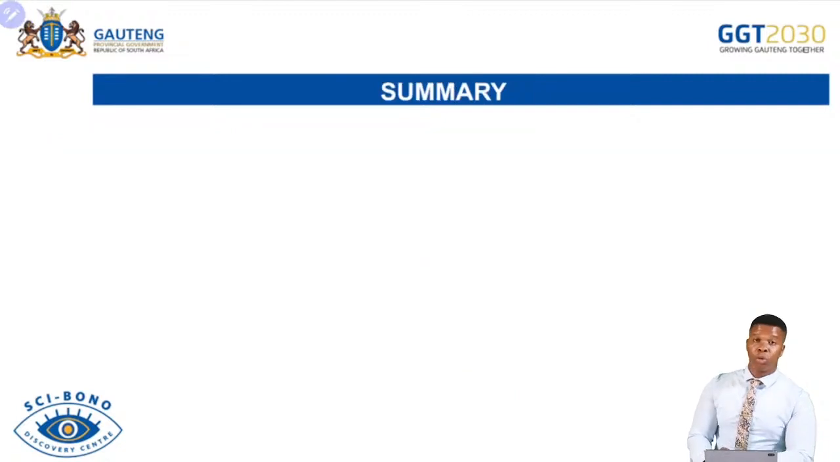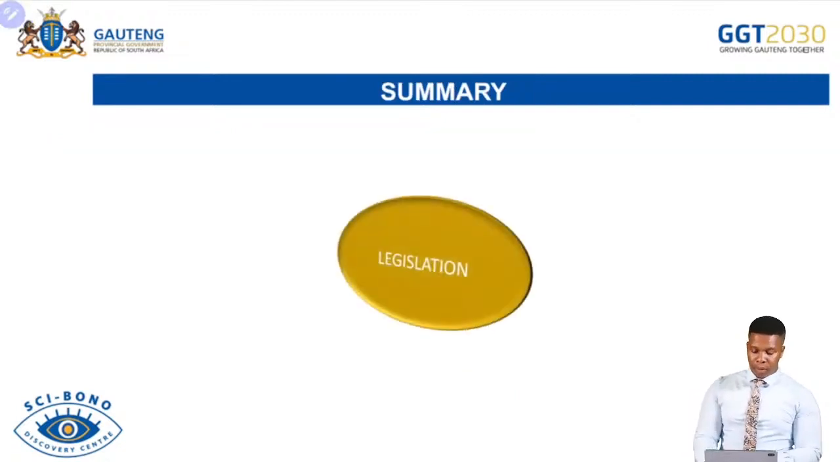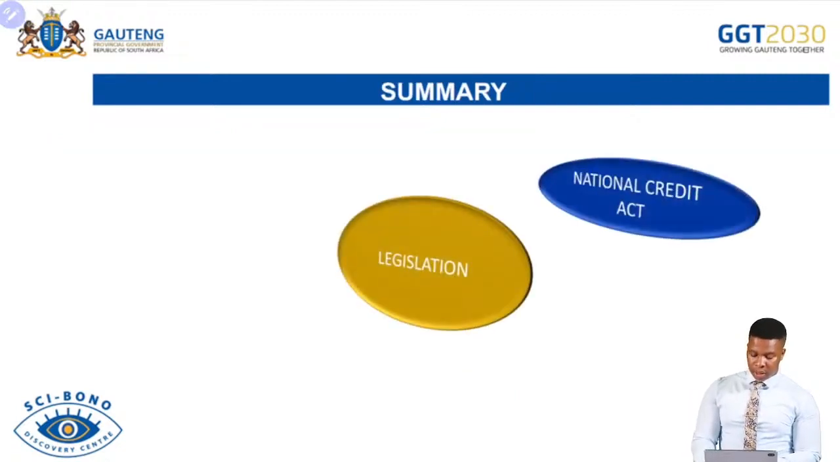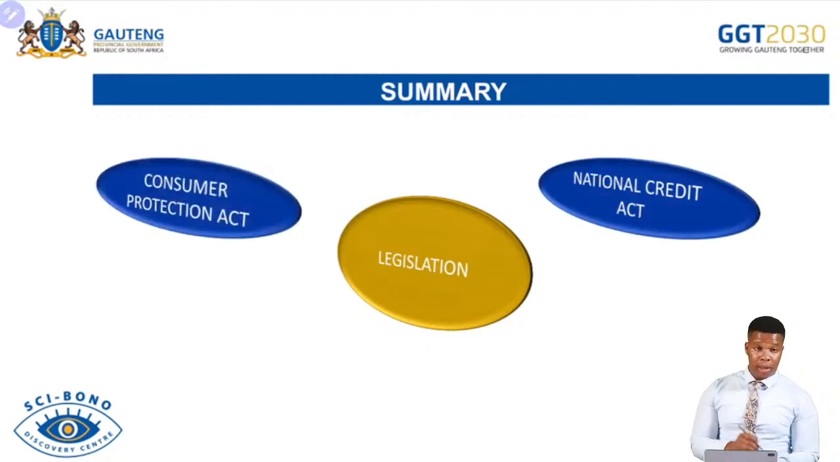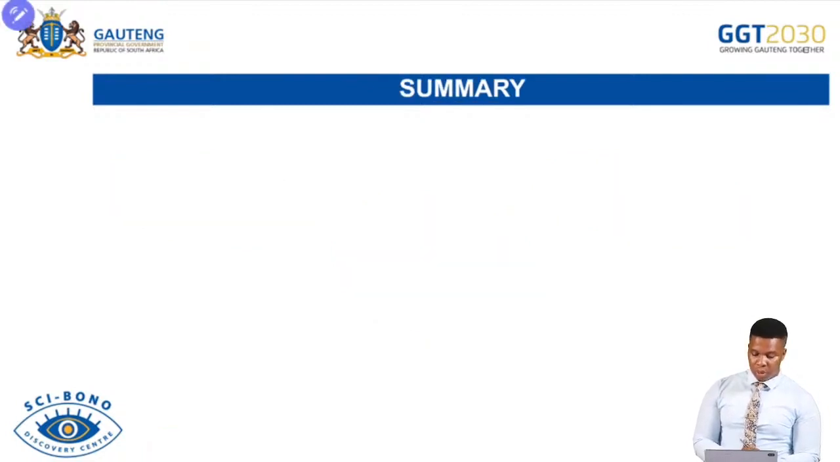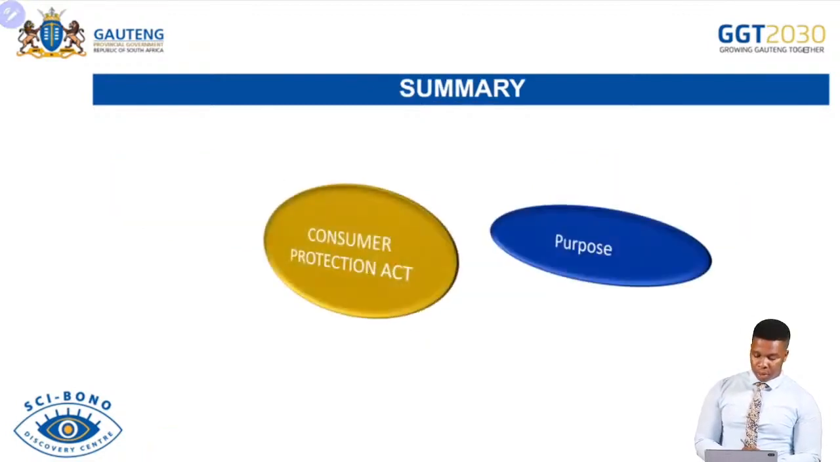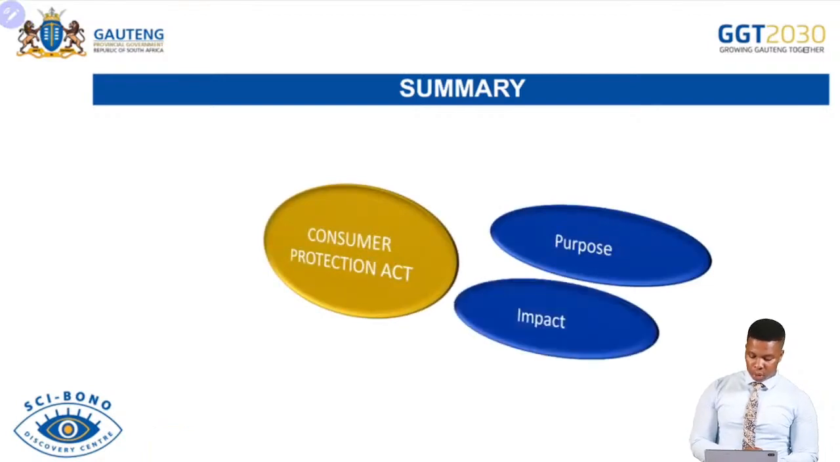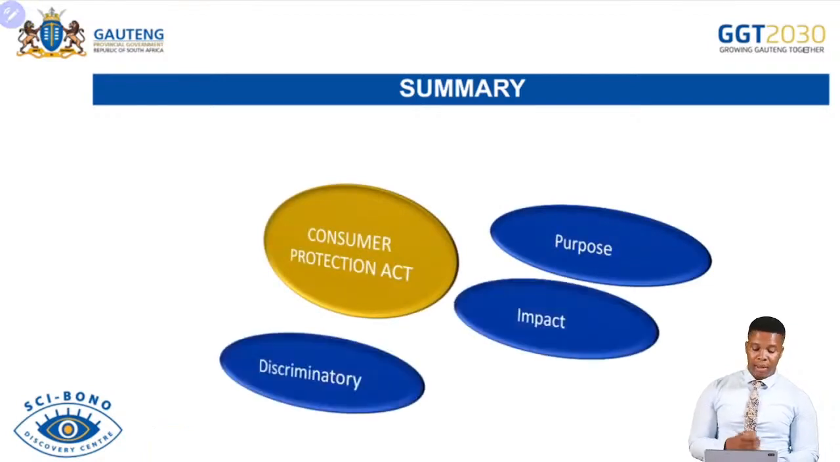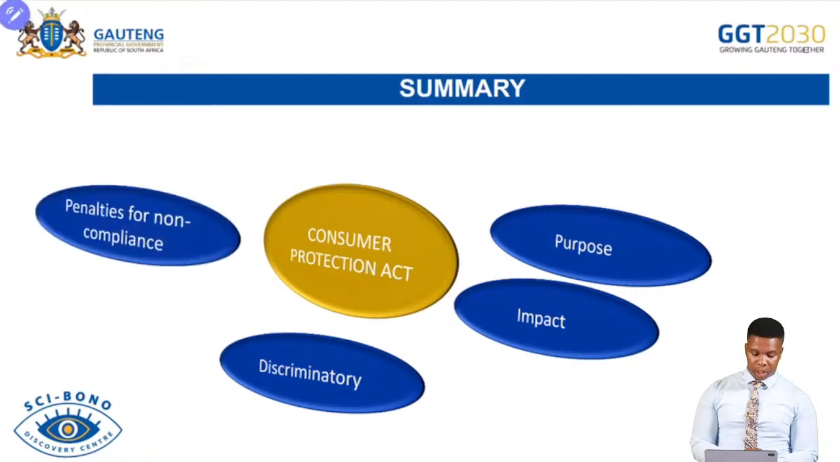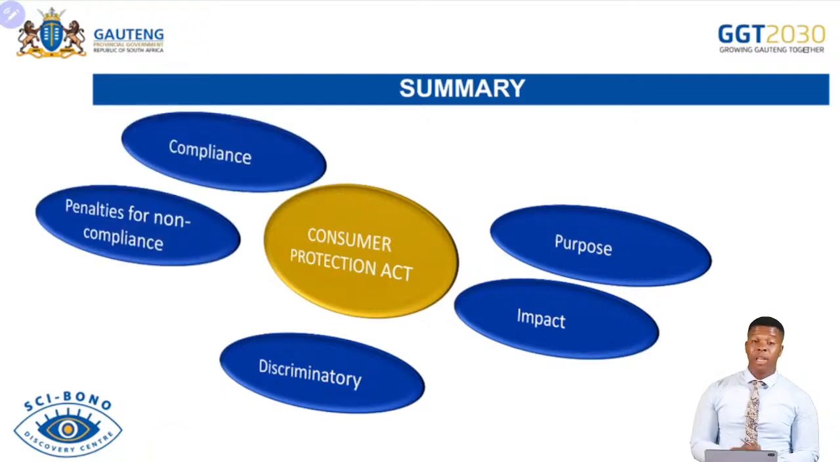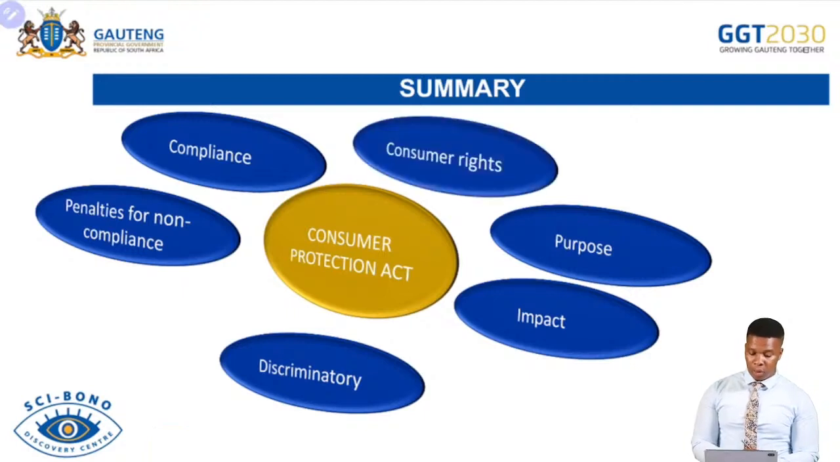And then let us look into a summary of our lesson. We looked into legislation, and in our legislation we looked into the National Credit Act and the Consumer Protection Act. The National Credit Act was addressed by Ms. Grace, and then I looked into consumer protection. So let us look into consumer protection. We looked into the purpose, the impact, the discriminatory action according to the consumer protection, penalties for non-compliance, and ways in which a business would comply, and we also looked into consumer rights according to the consumer protection.